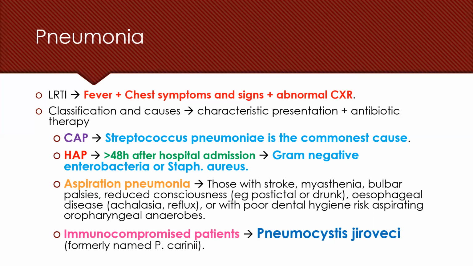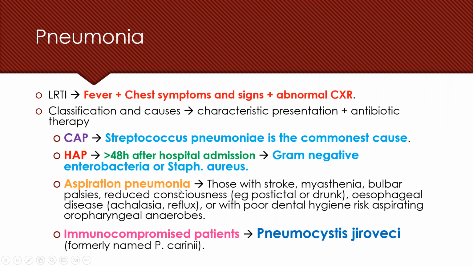The second one is hospital-acquired pneumonia. It has its own special setting because it occurs after 48 hours of hospital admission, and it's mostly caused by gram-negative Enterobacteriaceae or Staph aureus.